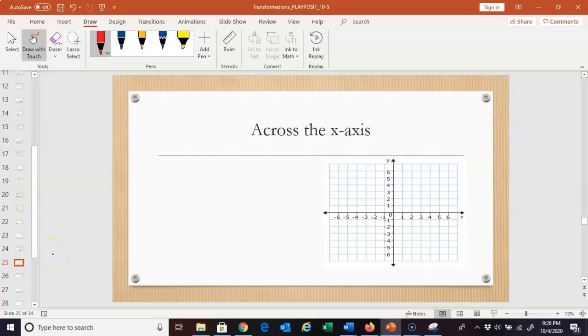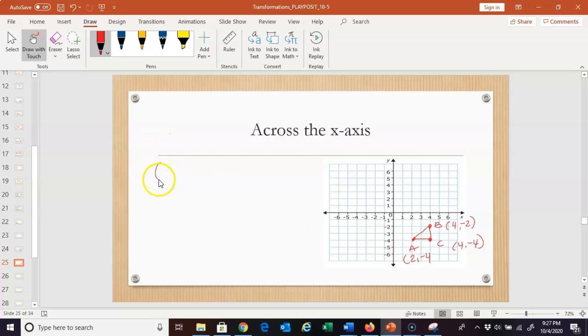So let's talk about reflection across the x-axis. So I'm going to make a shape. Let's put some points in here. We can call this triangle ABC. B is coordinate point 4, negative 2. C is 4, negative 4. And A is 2, negative 4.